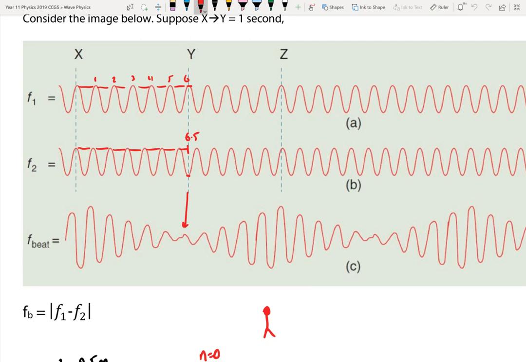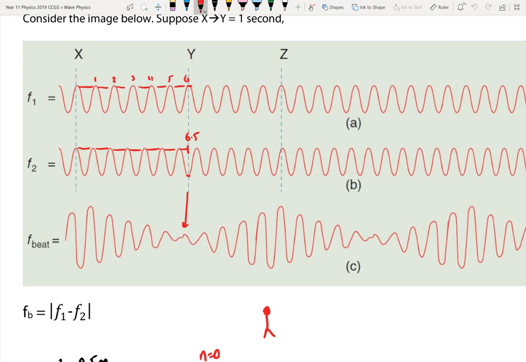meaning that you're increasing the beat frequency, so you're increasing the differences. Oops, wrong way. Bring it back, and you would decrease it until you didn't hear a beat frequency. Once your beat frequency is 0, then the two frequencies are equal.